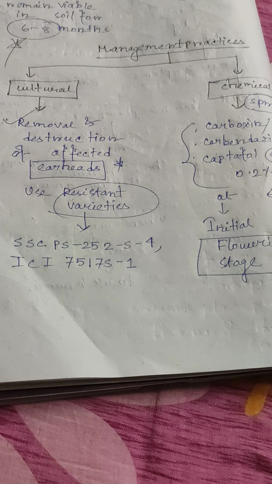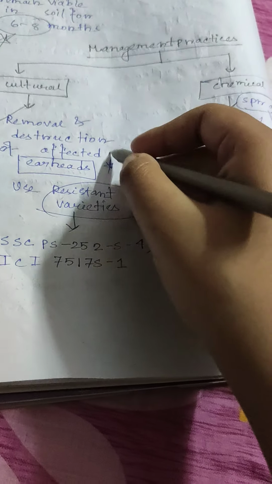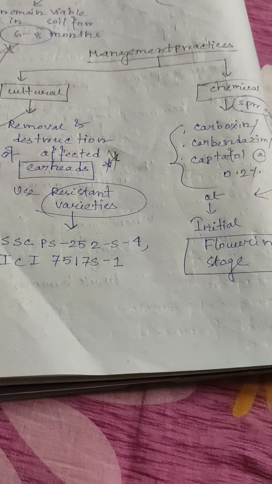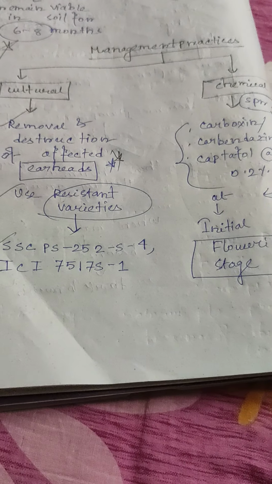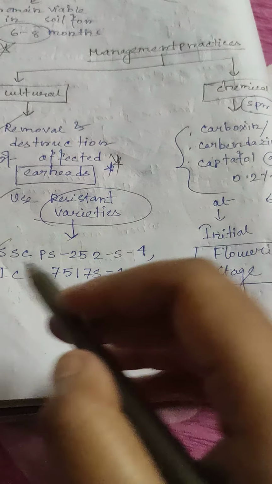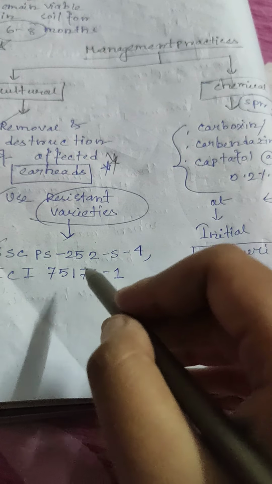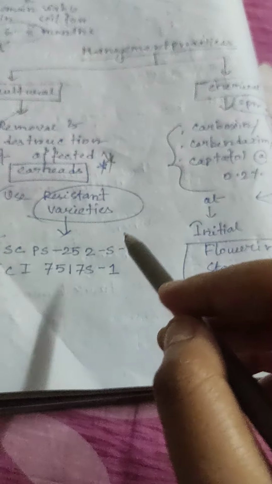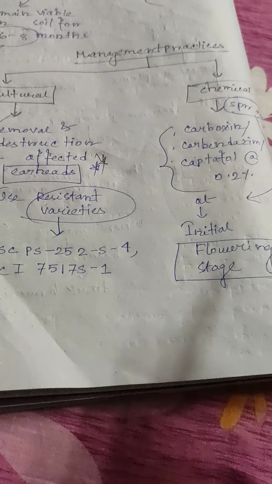Management practices: cultural, removal and destruction of affected ear heads. You can remove the ear heads of bajra. Use resistant varieties. Resistant varieties like SSC PS 252 S4, ICI 7517 S1.